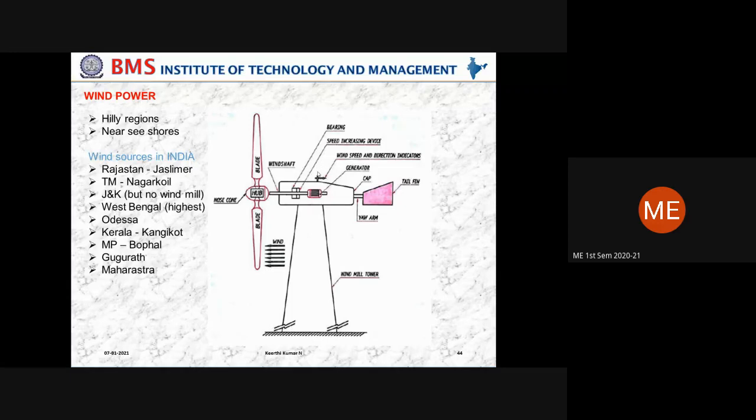In that case, what will happen? This entire arrangement of the top surface will be rotated towards the direction of the wind with the help of this tail fin. Can you see this tail fin?